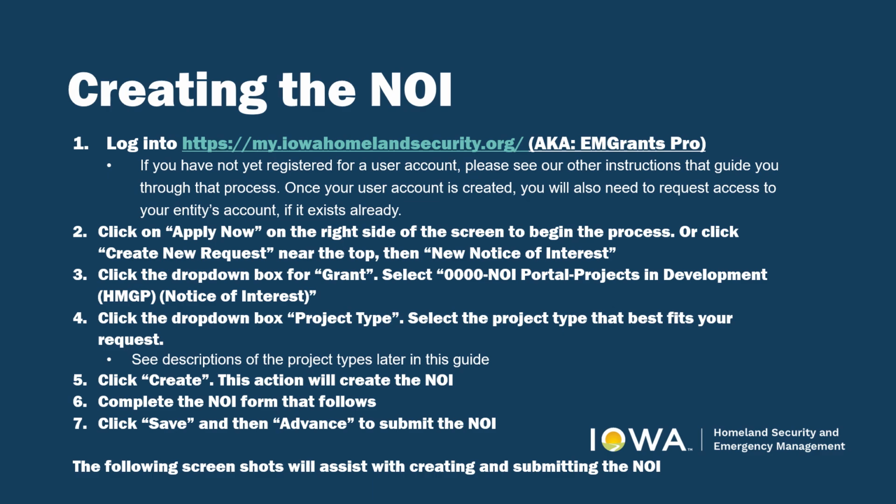Click on Apply Now on the right side of the screen to begin the process, or click Create New Request near the top, then New Notice of Interest. Click the drop-down box for Grant and select 000 NOI Portal, then click the drop-down box for Project Type and select the appropriate project type. Descriptions of those types are provided later in this video. Click Create, and this will create the NOI in our system, but it is not yet submitted.